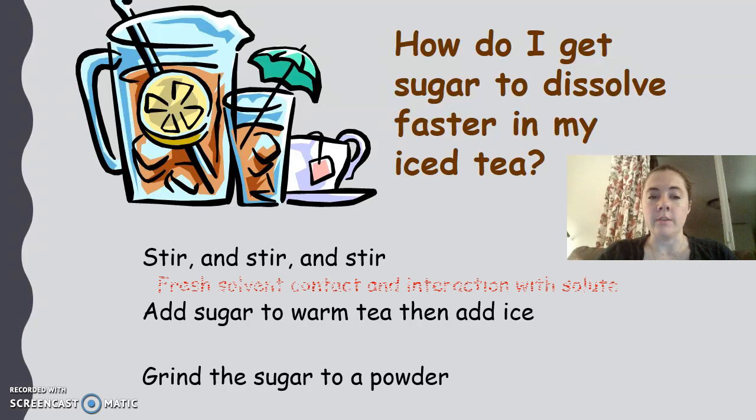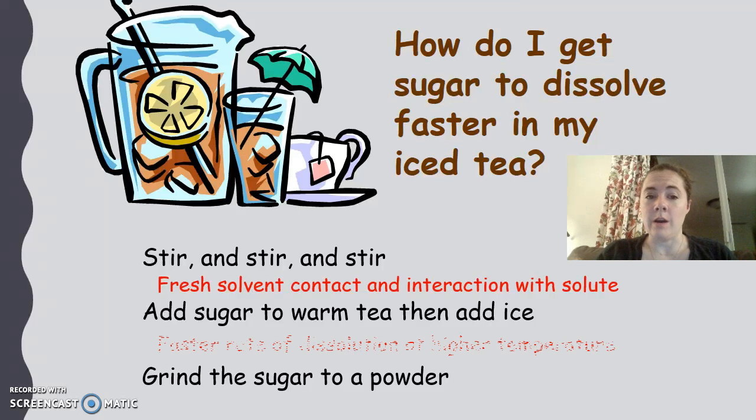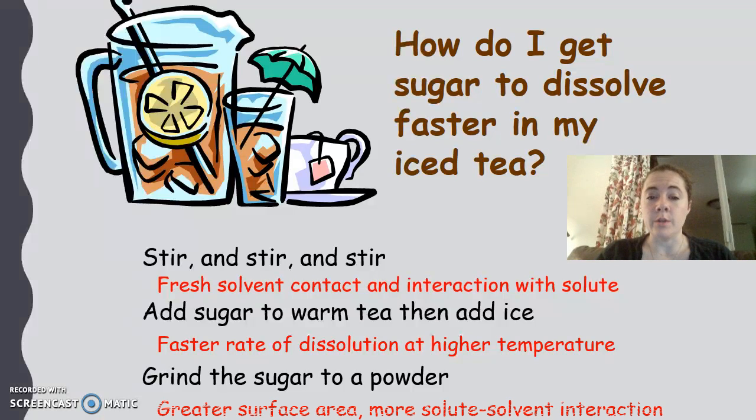So let's talk about these for a second. When you're stirring, you get that fresh contact between solute and solvent. That's what allows it to dissolve a little bit faster and allows it to be homogeneous throughout. If you add sugar to warm tea and allow it to dissolve, you have a faster rate of dissolution. You can dissolve a little bit more quickly at your higher temperature. Or you can grind the sugar to a powder so that you have a greater surface area, which allows it to dissolve a little faster.